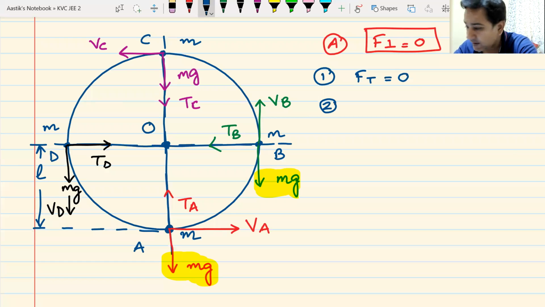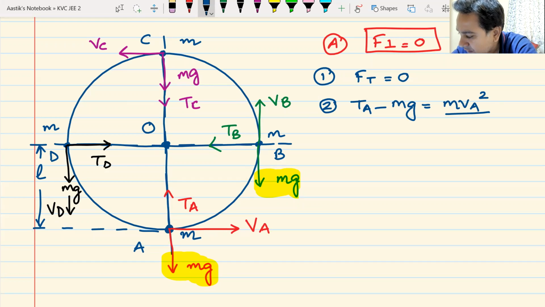F centripetal, you have to find F centripetal. Towards the center, what is the force? You can see one is TA and you can see one is mg, which is downwards. So you will have to subtract: TA minus mg will be equal to mVA squared by L.